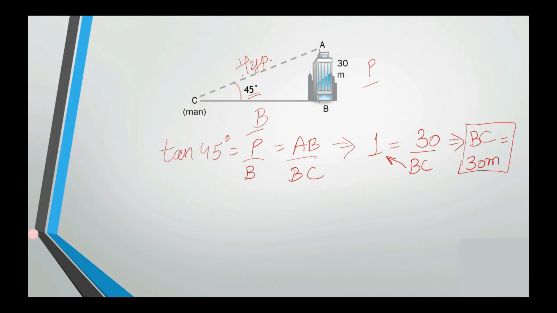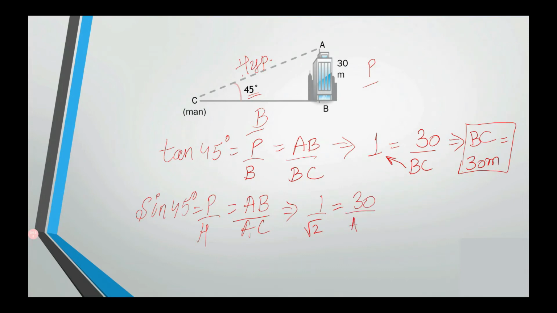Now we have to find the hypotenuse. For that we can use sine 45 degrees, which is nothing but perpendicular upon hypotenuse. Perpendicular in this case is AB and hypotenuse is AC. So sine 45 degrees is 1 by root 2, which equals 30 by AC. Upon cross multiplication we get AC equals 30 root 2 meters as our answer.